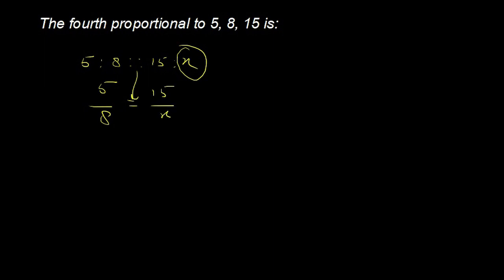The fourth proportional to 5, 8 and 15. So what is fourth proportional? Let's write 5 ratio 8 proportion 15 ratio x. This type of problem is already done: 5 is to 8 proportion converted into equals, so this is 15 divided by x. You can also do it manually. So 15 into 8, 5 threes are 15, so x equals 24.